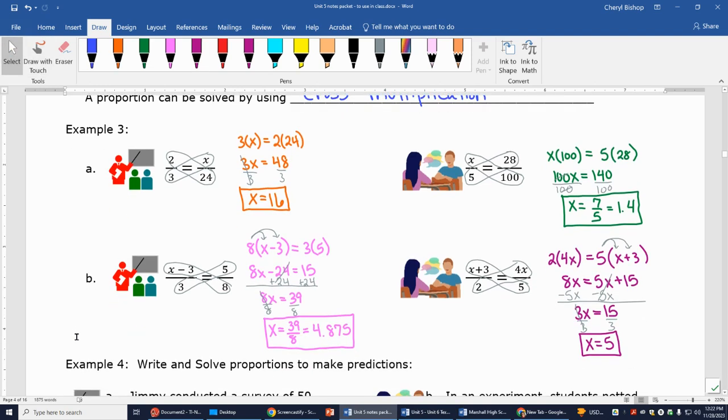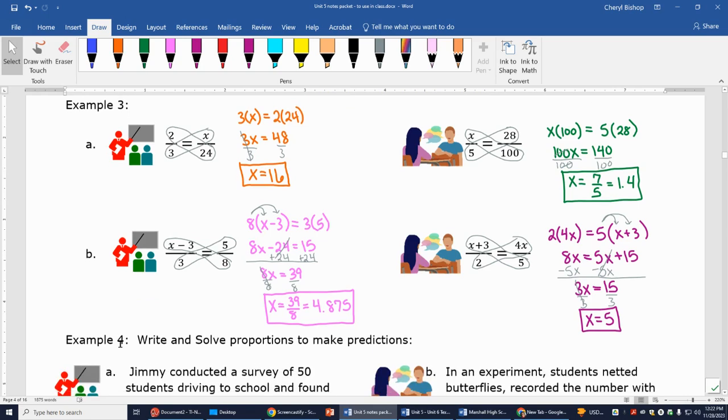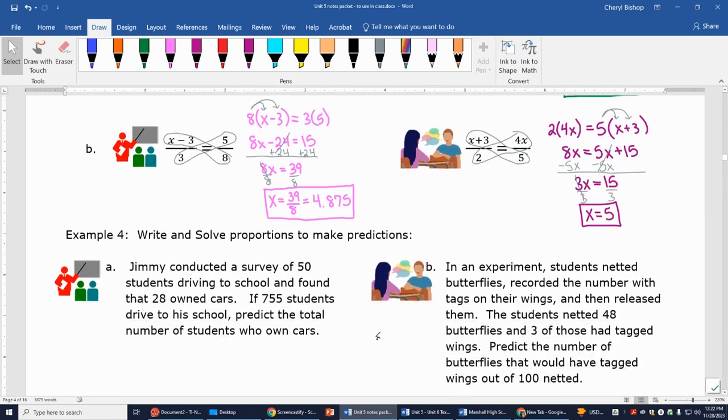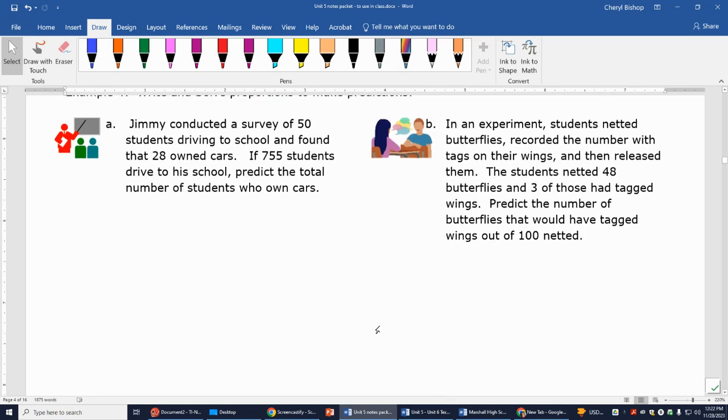All right, so now we have written some ratios and we've solved some proportions. Now we're going to write proportions, so just 2 equal ratios, so that we can solve them and make some predictions. Let's look at A. Jimmy conducted a survey of 50 students driving to school and found that 28 owned their cars. If 755 students drive to school, predict the total number of students who own the cars.